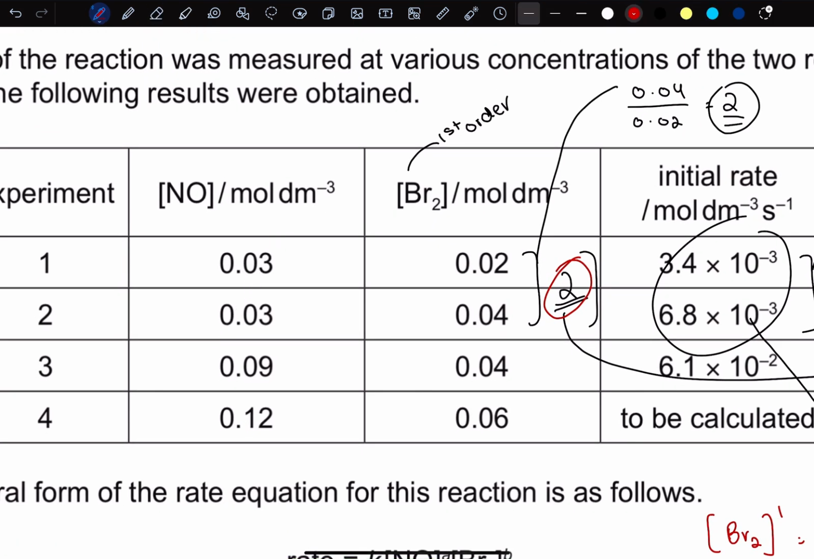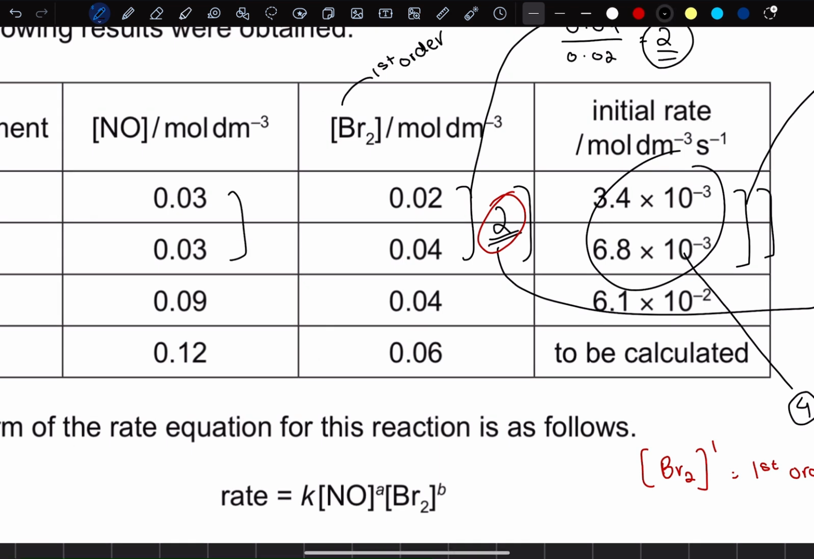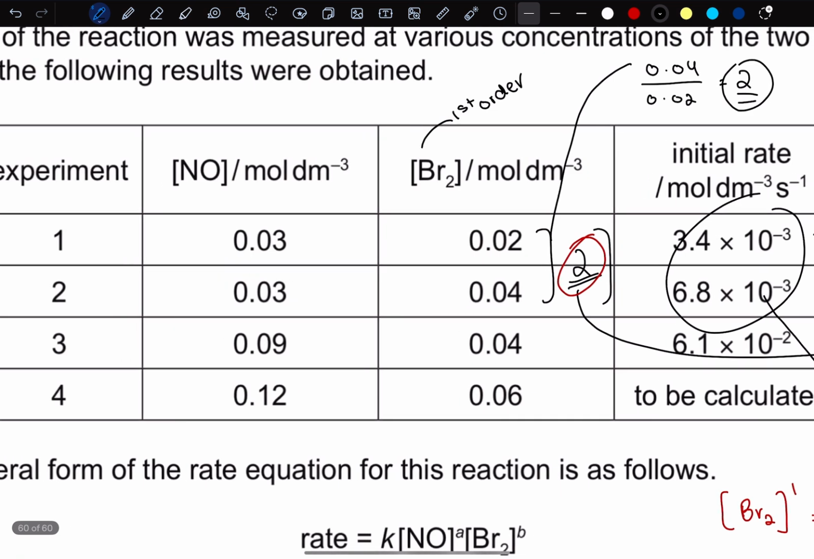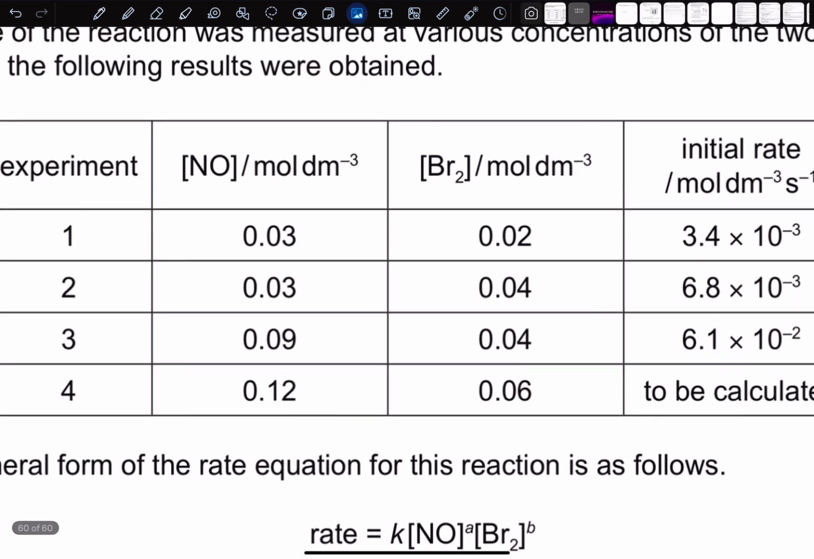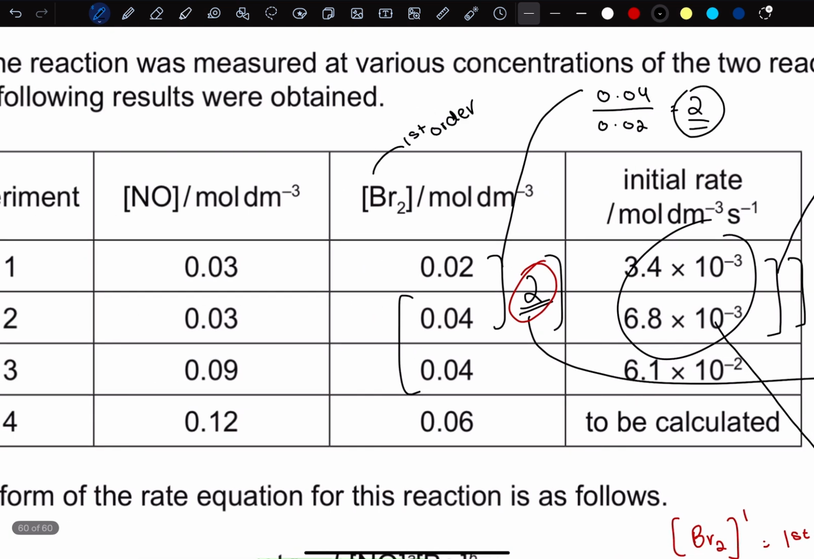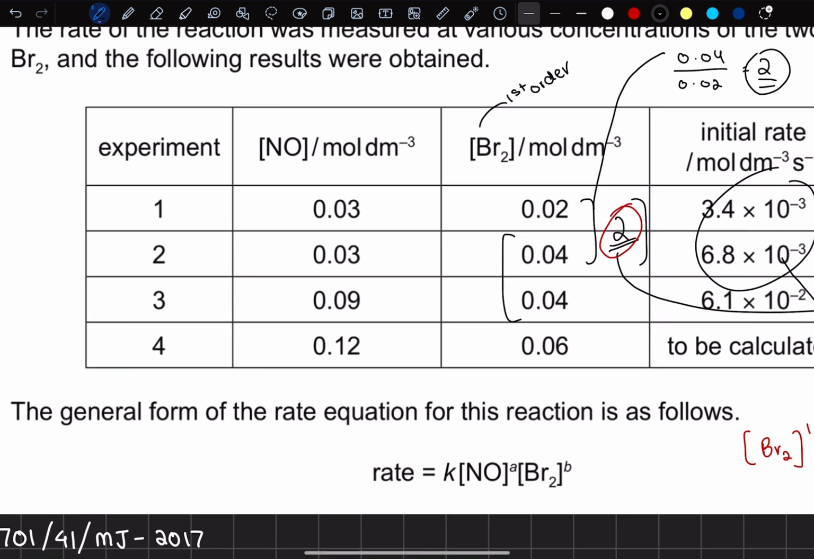We can't, for obvious reasons, use this because this will not have any effect on the initial rate. Now that we know what Br2's order is, we can start by using either experiment 2 and 3 or 3 and 4, it doesn't really matter, because there are no constants with NO. However, just a suggestion, using these two to find the order of NO would be much easier, because in this case Br2 is constant, so it will have no effect on the initial rate. But I'll show you both ways. So I'll show you how to calculate NO's order with experiment 2 and 3 and with 3 and 4, okay.